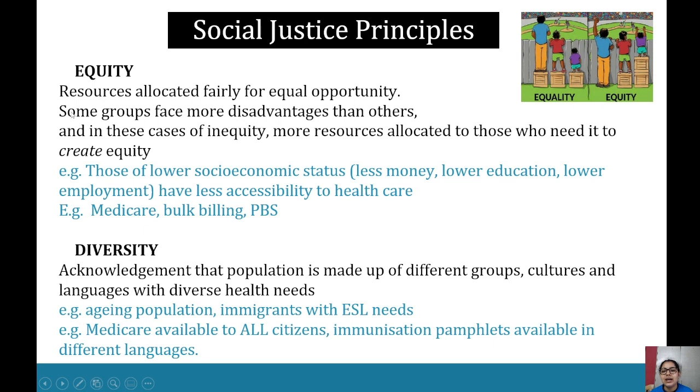So this highlights that some groups face more disadvantages than others, and in the case of inequity, more resources are allocated to those who need it to create equity. For example, those of lower socioeconomic status, for instance, those with less money, lower education, and lower employment, have less access to healthcare. So to counter that, we've got things like Medicare, bulk billing, and PBS in place.